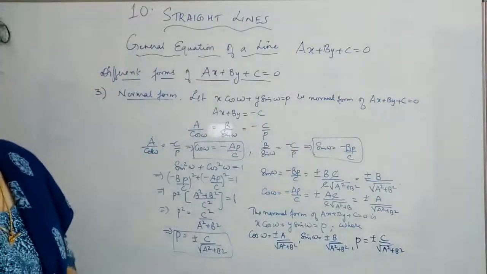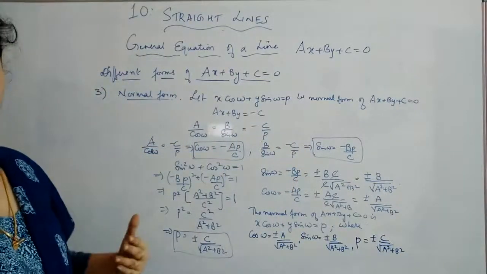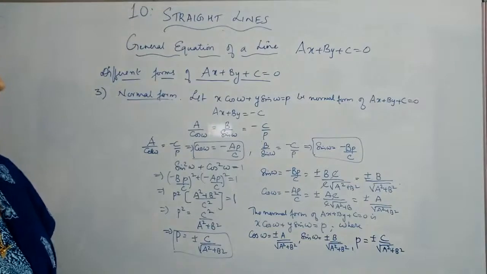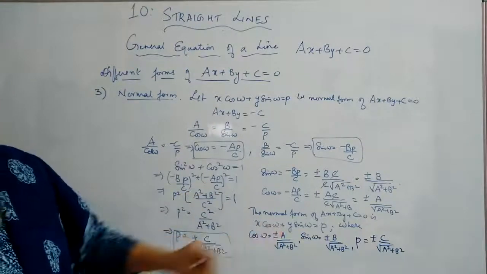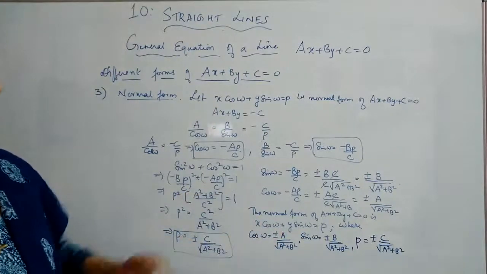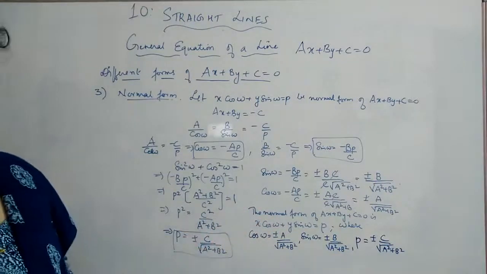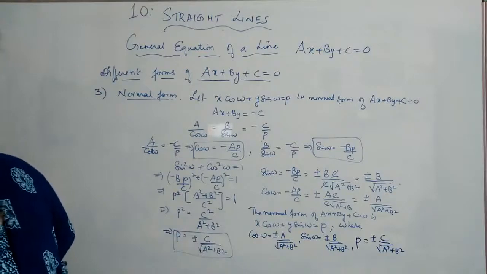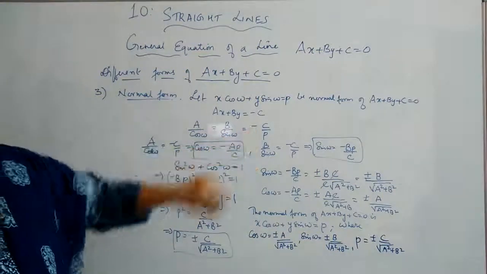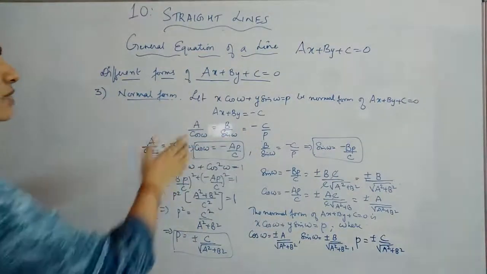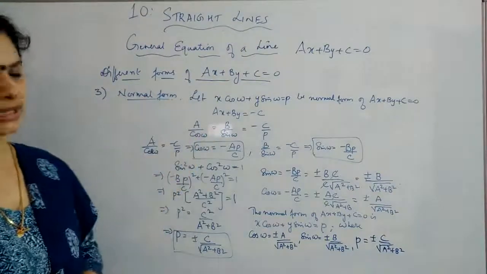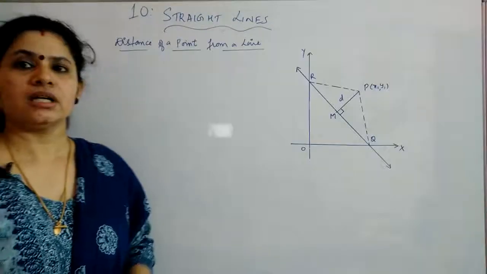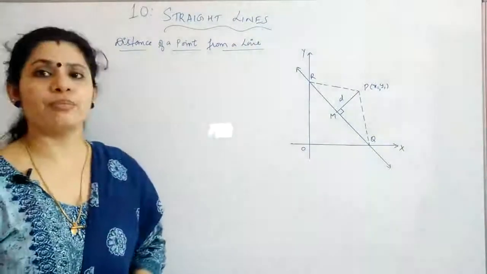And we should choose the proper sign in order to get the p, that is, the p should be always positive. So accordingly the sign of cos and sin will follow, but always p should be made positive first, that is, the right hand side should be made positive first, and then you have to see whether you are getting negative or positive sign there. Understood? Our next topic is distance of a point from a line.